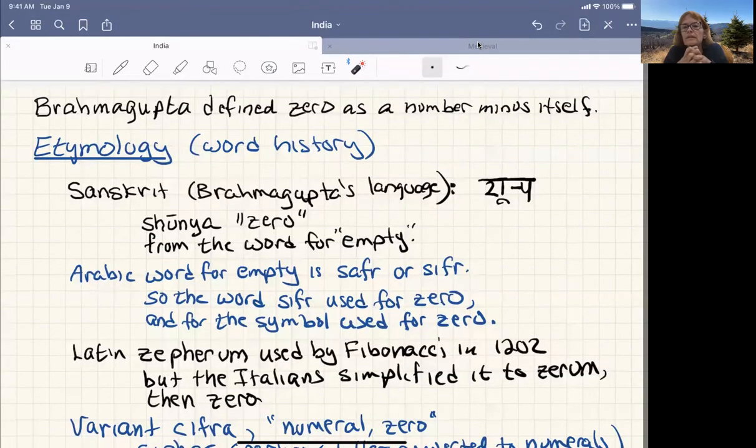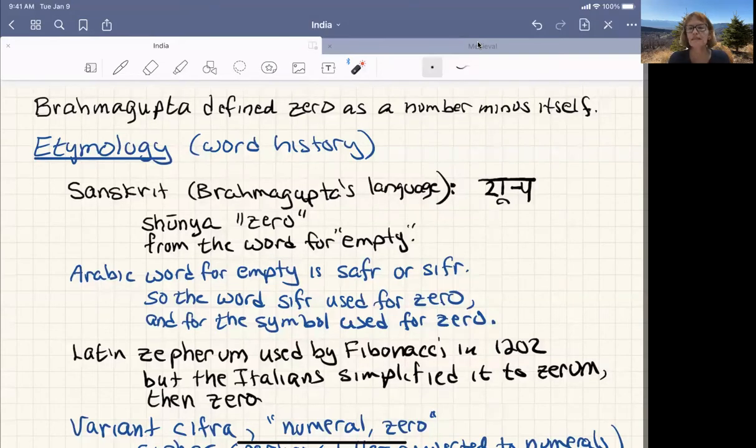So Brahmagupta actually had a definition for 0. Remember that 0 wasn't an entirely obvious concept at all. And so when we say 0, what do we mean? So he defined 0 as a number minus itself. So that seems like a pretty nice definition.